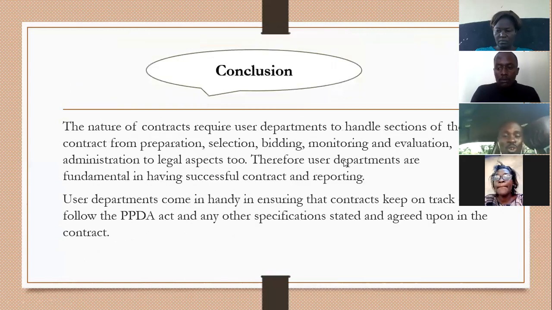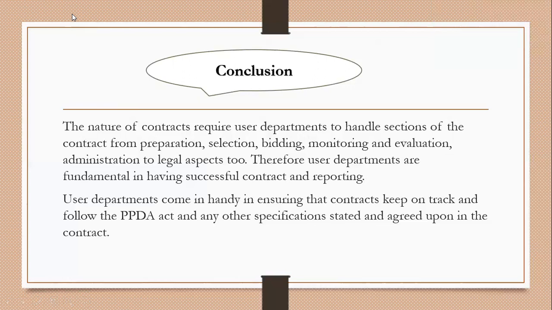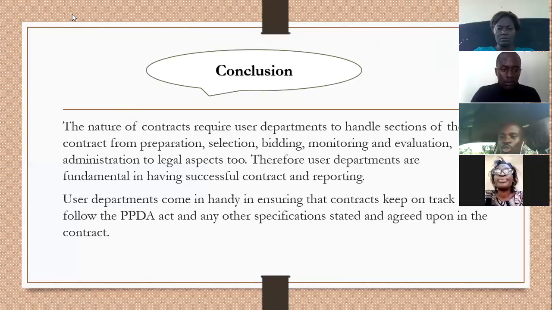Therefore, we will go to our conclusion so that we can summarize what we have been discussing. The nature of contracts requires user departments to handle sections of the contract from preparation, selection, bidding, monitoring and evaluation. You talk about the administration and the legal aspects too. These user departments are fundamental in making sure that these contracts are a success. It's also important to be reminded that they make sure these contracts are on track, but are also following the laws of the land, like the PPDA Act and any other specification that might have been agreed or stated in the contract at hand.